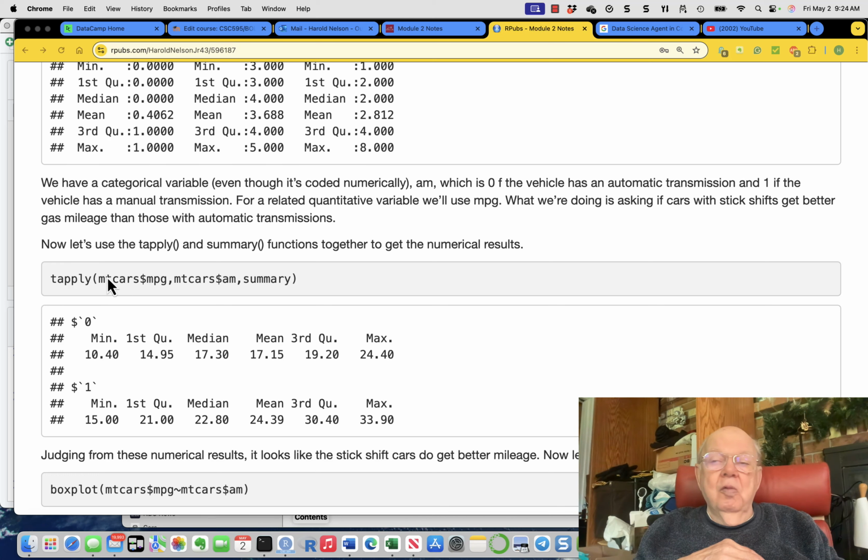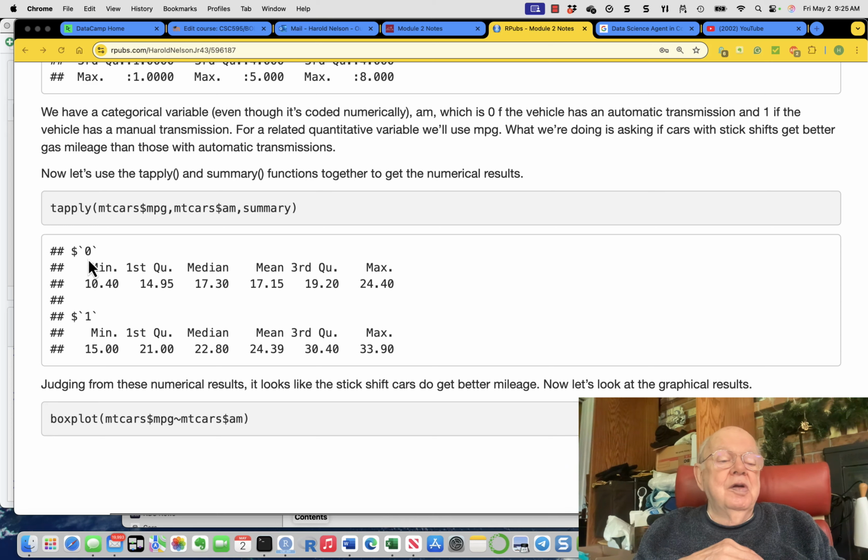The numerical way to look at this is to use the tapply function. And tapply has three arguments. One is the variable that you're trying to analyze or get descriptive statistics for. The second one is a categorical variable. It's the breakdown variable. That is, I want the values of this thing broken down by this thing, and then the function that I want to apply is summary.